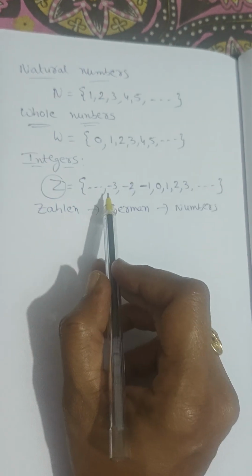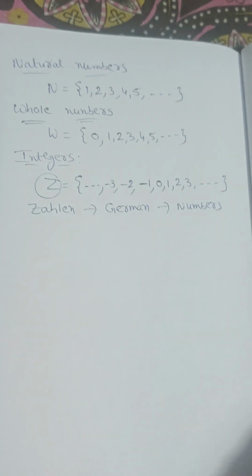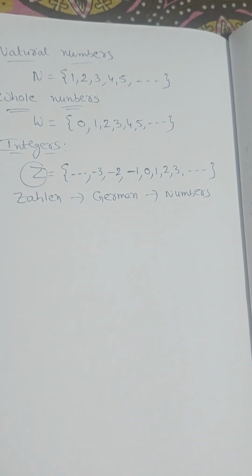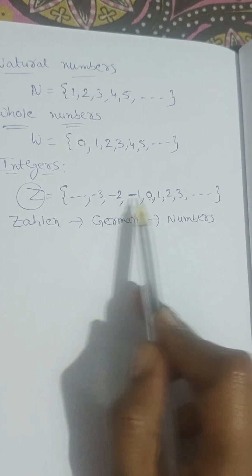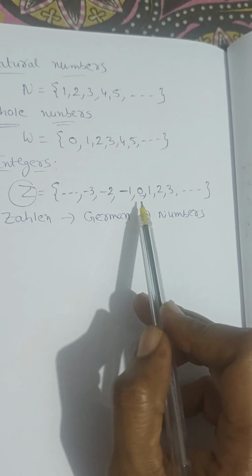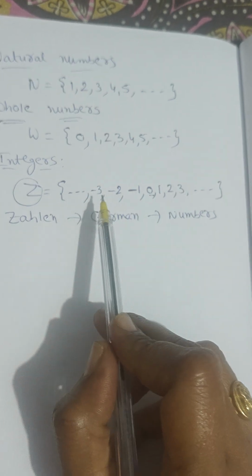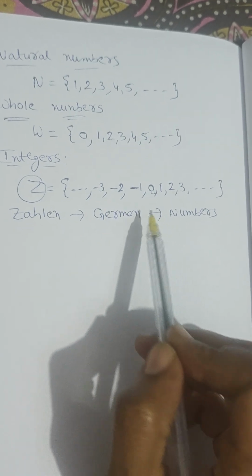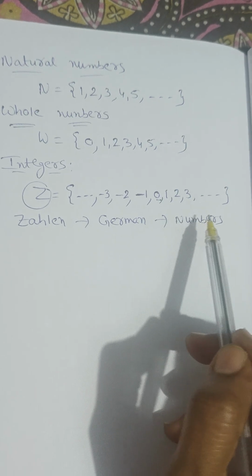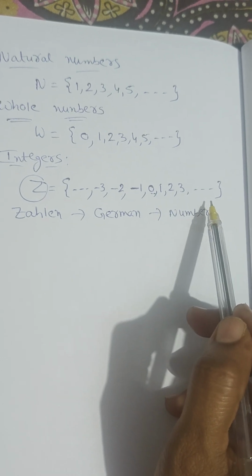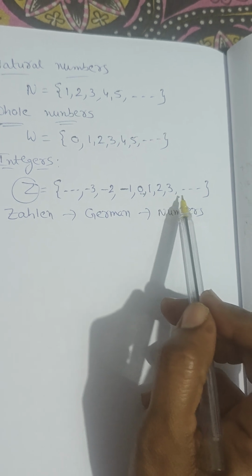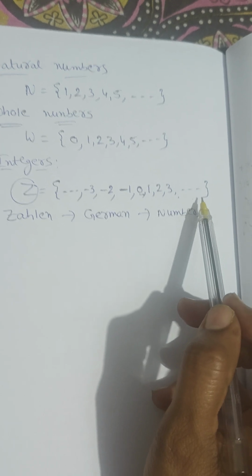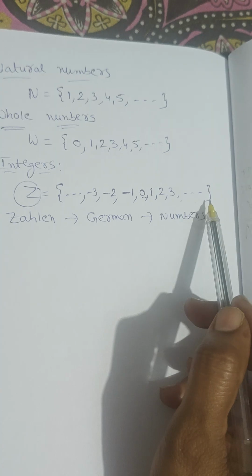Here, what is the smallest integer, children? Can you say what is the smallest integer? Here, see 0. 0 is in the middle of positive integers and negative integers. So, all the positive integers are greater than 0. All the negative integers are less than 0. Here, what is the biggest integer? We cannot say. Why? Here 3 is biggest. Suppose you think, next 4 will be there. Next 5 will be there. Next 6. So, we cannot say what is the biggest integer.